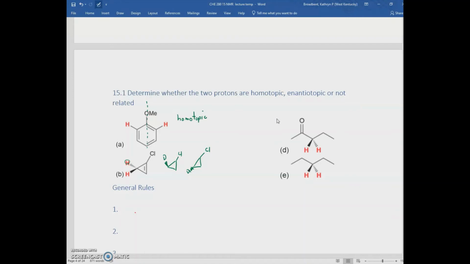Here on D, we'll have the same sort of thing. If we replace one of the hydrogens with a deuterium, we'll get one deuterium that's up, and we only have one stereocenter in this compound, and so they're enantiomers of each other. Here we have a nice line of symmetry, so we have homotopic.